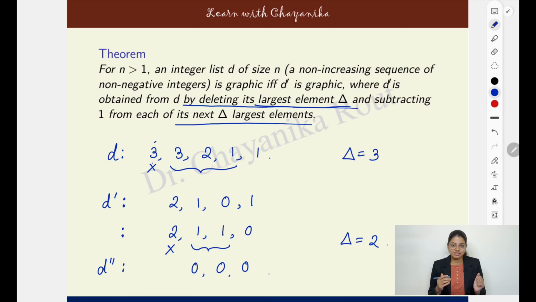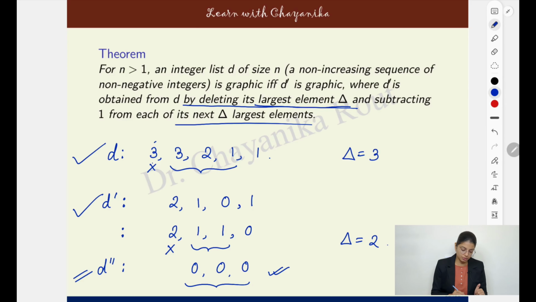Now the advantage of this theorem is that the new sequence that we are creating, it is easy to check whether that sequence is a graphic sequence or not. See, a graph with 3 vertices, each of which is having degree 0, that is, 3 of them are isolated vertices, definitely the graph is a simple graph. And if it is a simple graph, that means this sequence D double dash is a graphic sequence. The moment you conclude this is a graphic sequence, then by the Havel-Hakimi theorem, this sequence D dash is also a graphic sequence. Again by the Havel-Hakimi theorem, the sequence D is also a graphic sequence.